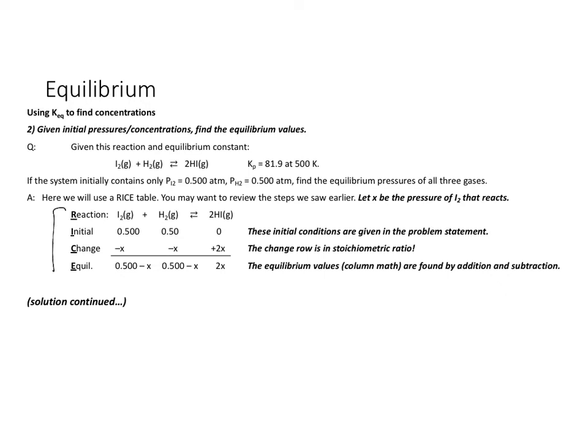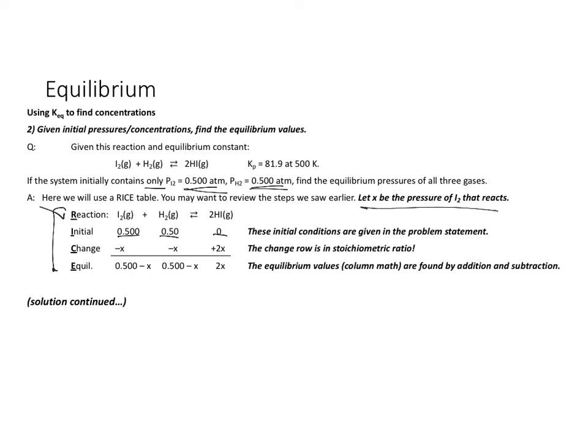I've gone ahead and written the RICE table out in its entirety. Let's talk our way through it. Here's my reaction. That was given to us. Let's read the rest of the problem statement. If the system initially contains only 0.5 atmospheres of I2 and 0.5 atmospheres of H2, so there are our initial conditions, find the equilibrium pressures of all three gases. Notice, we didn't start with any HI, so its initial value is 0.